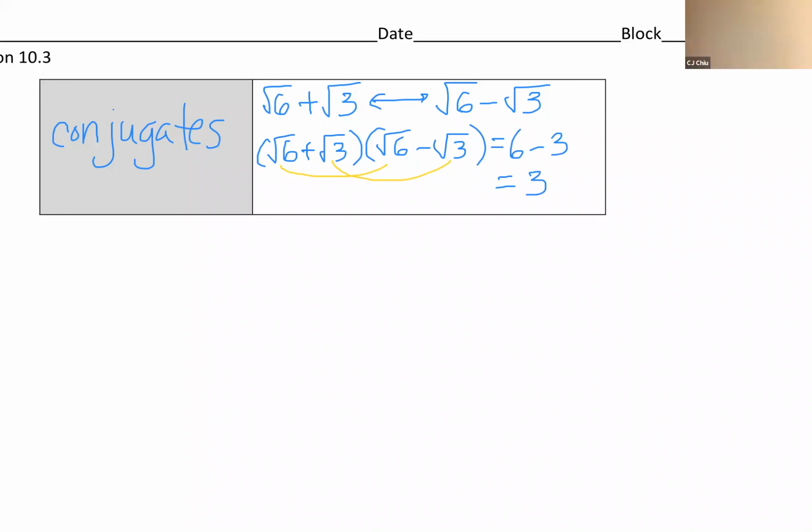So what happens is when we take the conjugate of square roots, we actually get rid of the square roots, and that's another way we can rationalize a denominator. Okay, before we do that, let's look at some other operations.